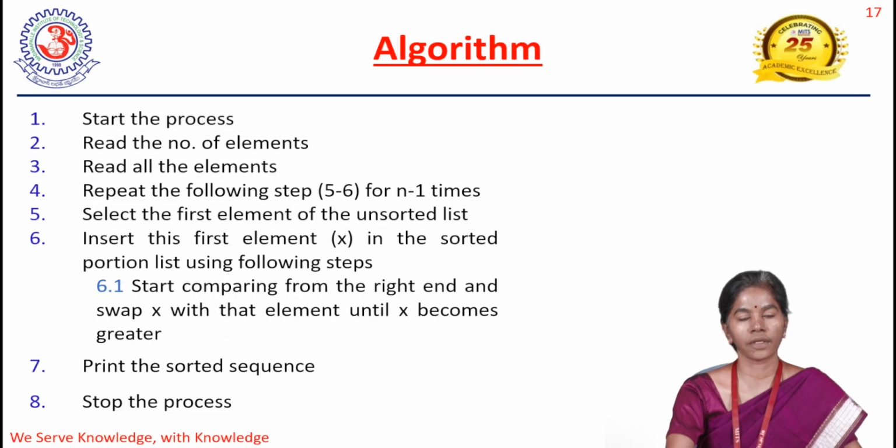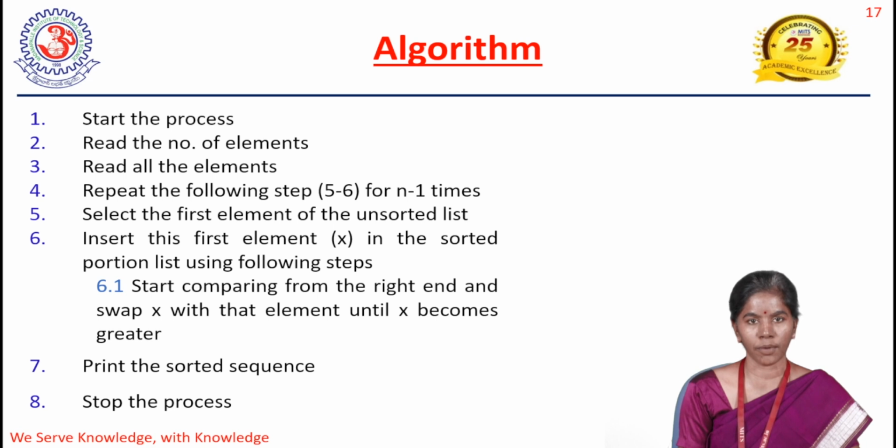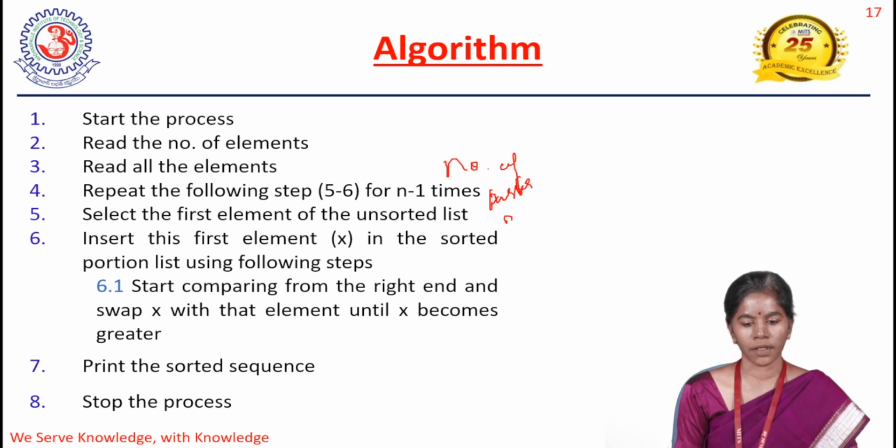Now the algorithm for insertion sort: start the process, read the number of elements, read all the elements of the array, and repeat the following steps 5 and 6 for n minus 1 times. N minus 1 times, because the number of passes required is n minus 1. That's why we repeat the loop for n minus 1 times. Insert the first element into the sorted portion.